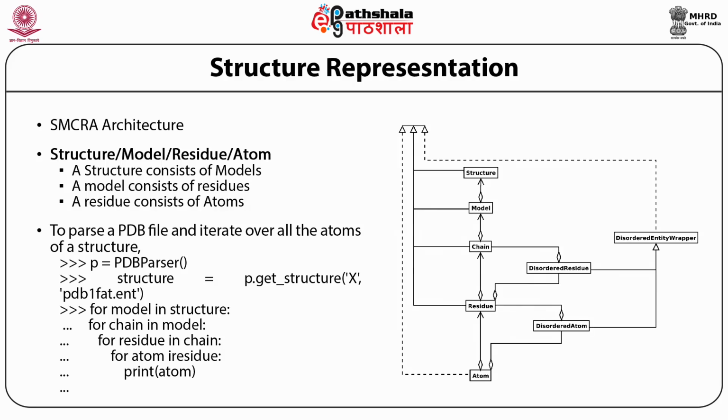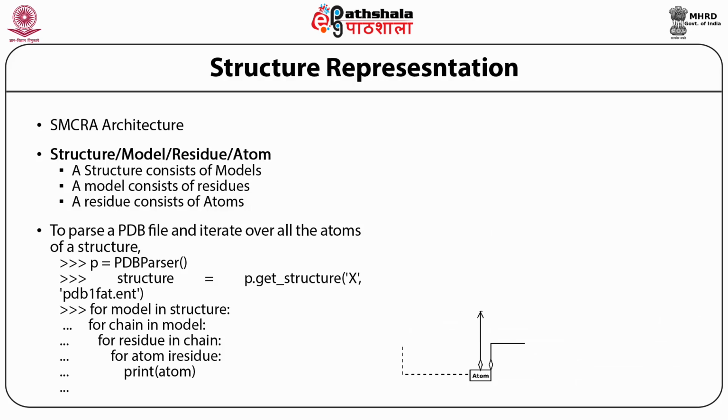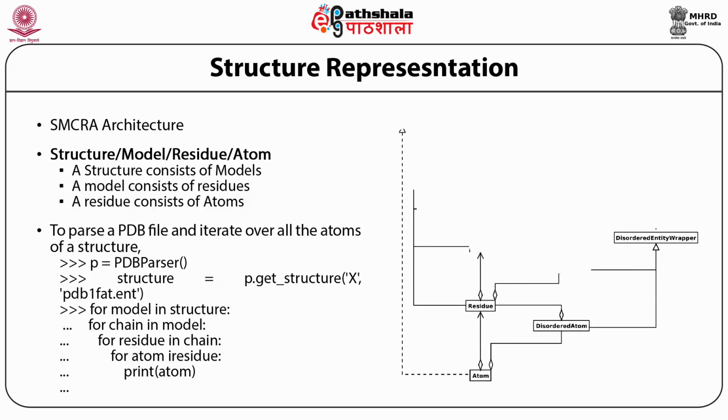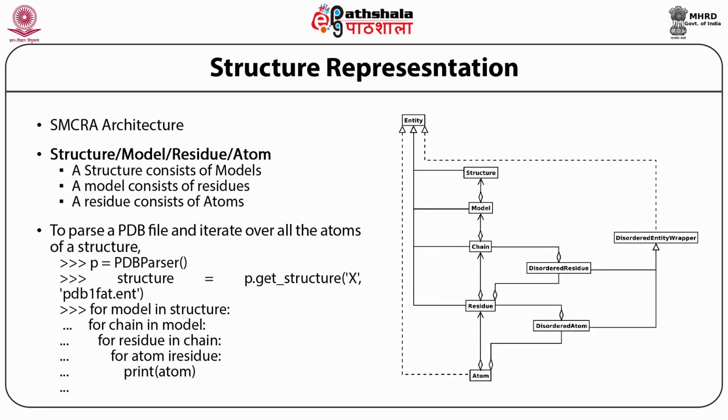If you want to access this information, you have to create for loop constructs appropriately in that hierarchy to obtain information. For example, if I want the atom information to be printed, I have to use PDBParser, get the structure, and then I have to put the loop constructs. So that is what is explained here.